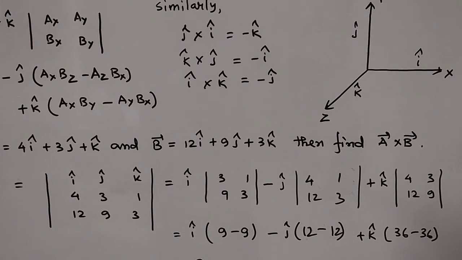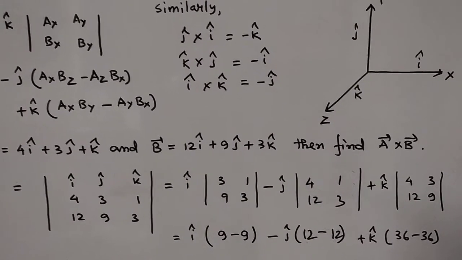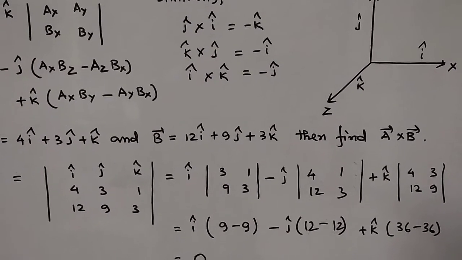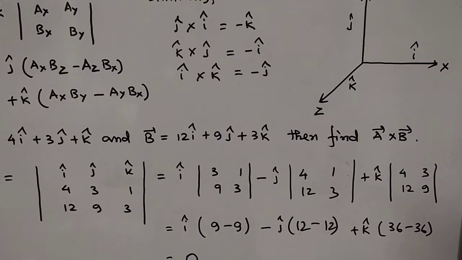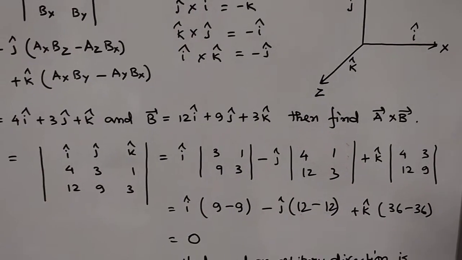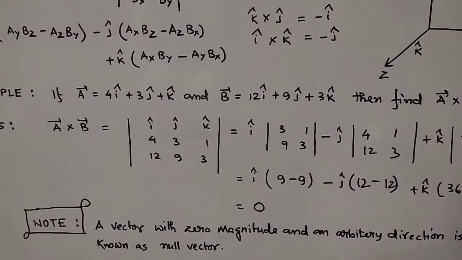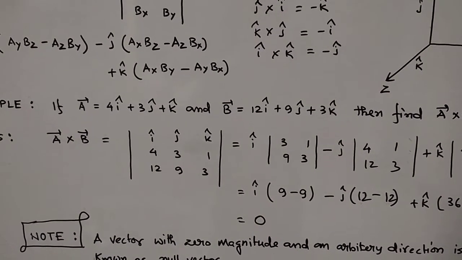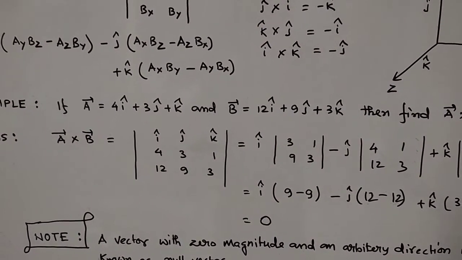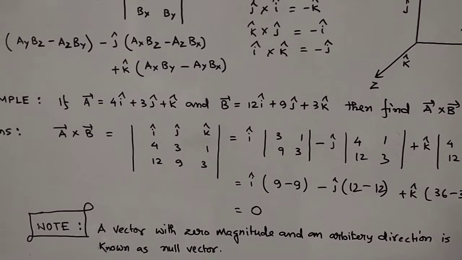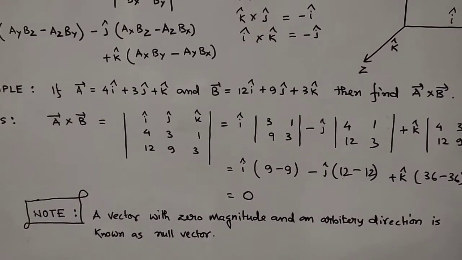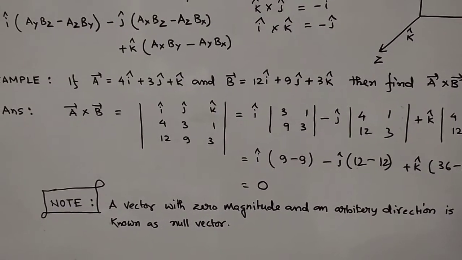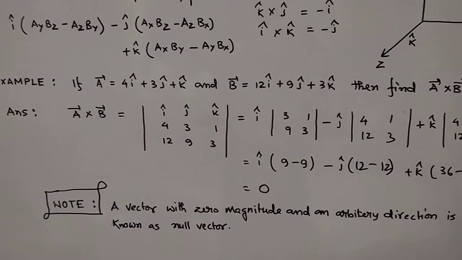So you have to cross diagonally from right to left and then from left to right. So 9 minus 9, 12 minus 12, 36 minus 36. So ultimately you are getting 0. Basically cross product is a vector product. Now when you get 0 in the case of a vector, that is nothing but the null vector. Null vector has 0 magnitude and arbitrary direction. Arbitrary direction means its direction can't be defined. It may be any direction.